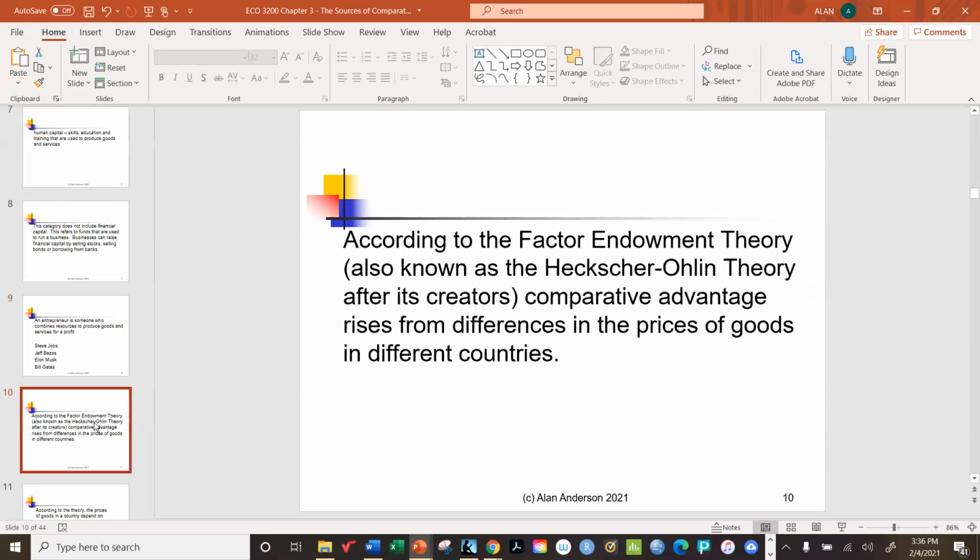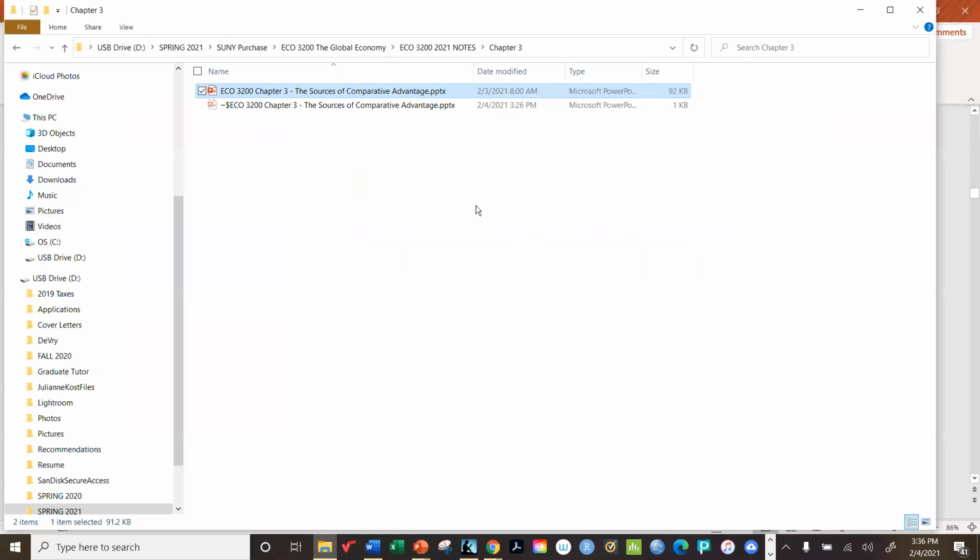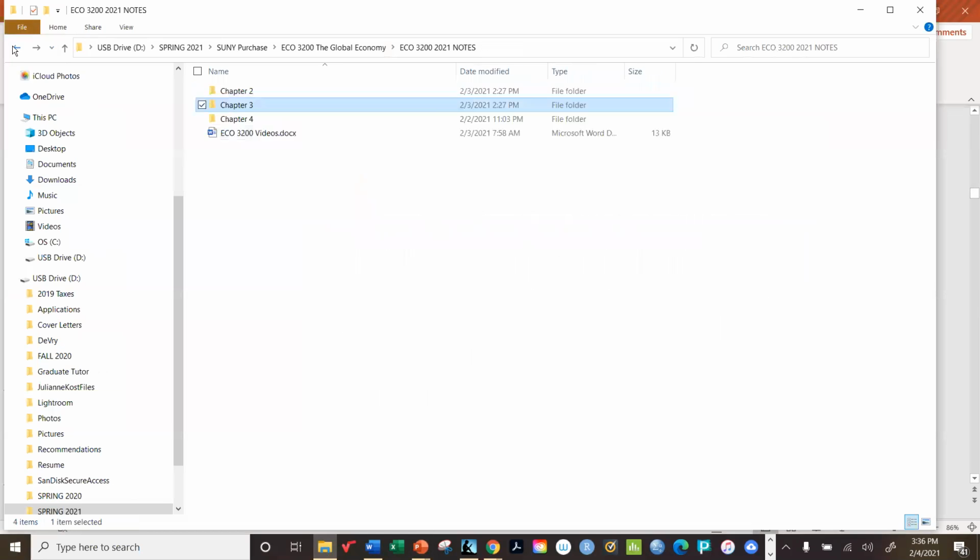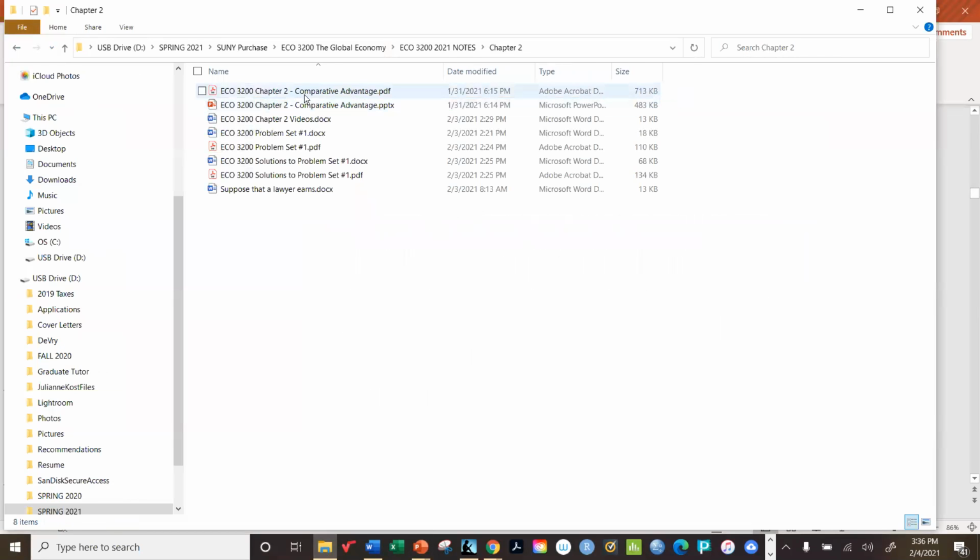All right, now, so we have this factor endowment theory. Remember last time we looked at a brief history of international trade theory, and we were talking about, let me go back and get those slides back just to remind us what topics we were looking at.